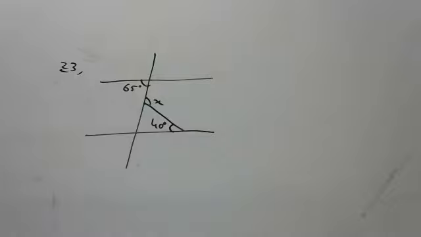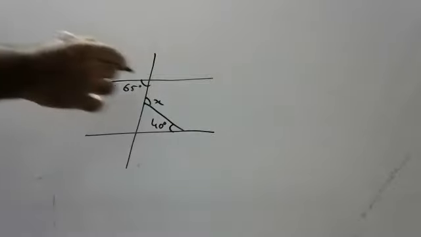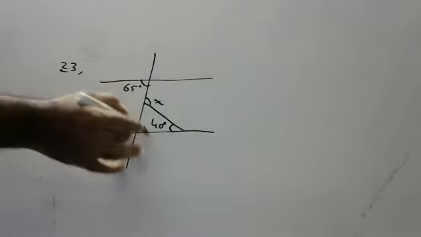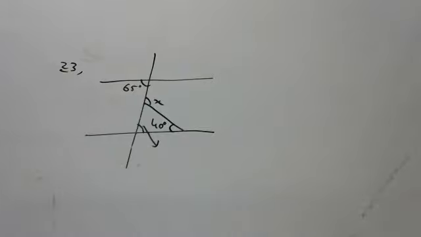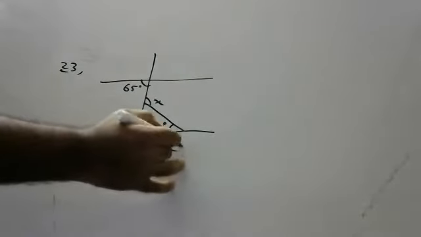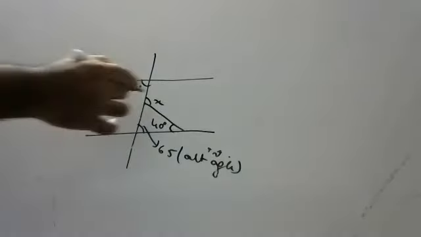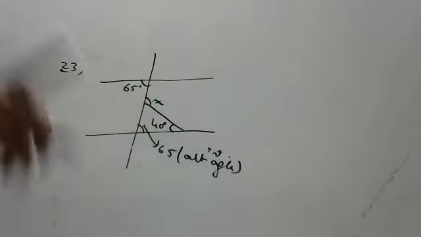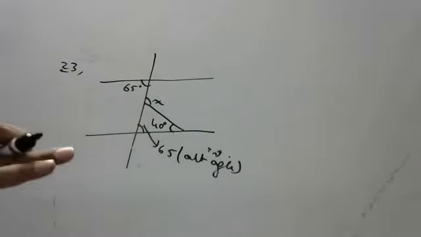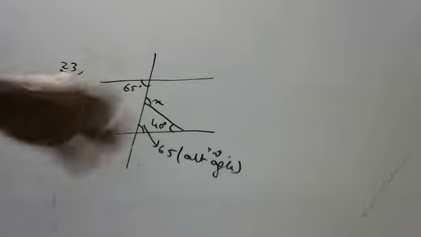Children, can anyone say, if this is 65, how much will this angle be? 65. Corresponding angles. Alternate interior angles. Okay, children, exterior angle is equal to sum of interior opposite angles. All of you know that theorem. Do you know, or shall I go with another procedure?